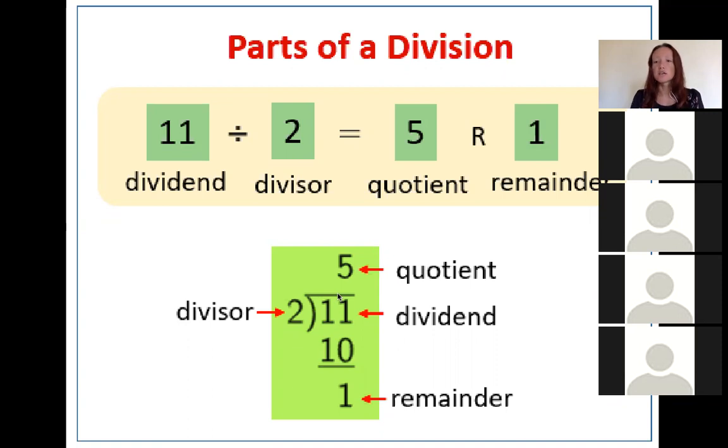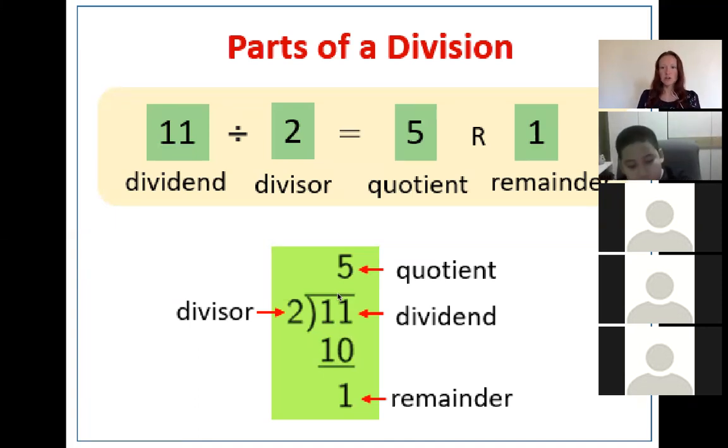Okay, so the result is, together, quotient. Good. Quotient. And as well, we have what? Remainder. Very good. Quotient with the remainder.